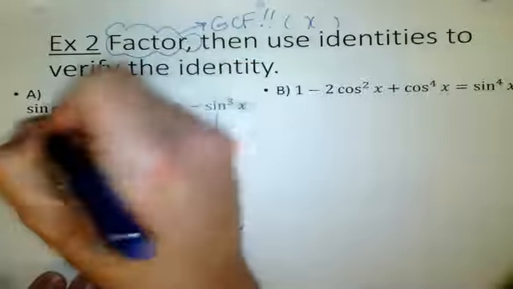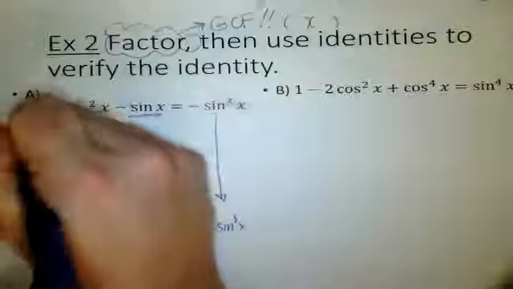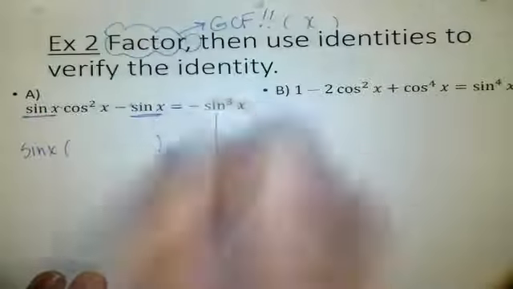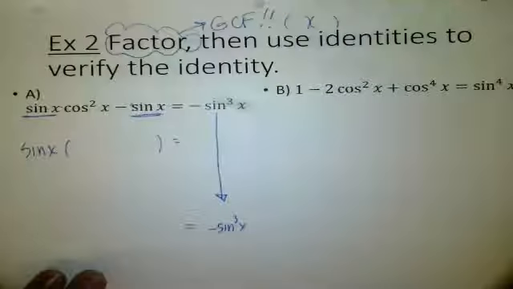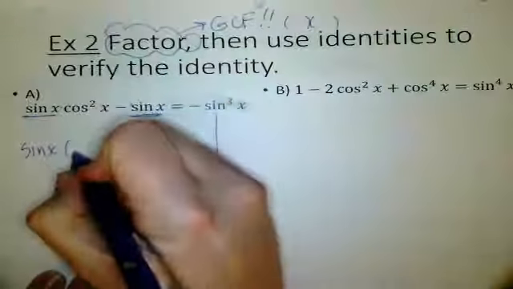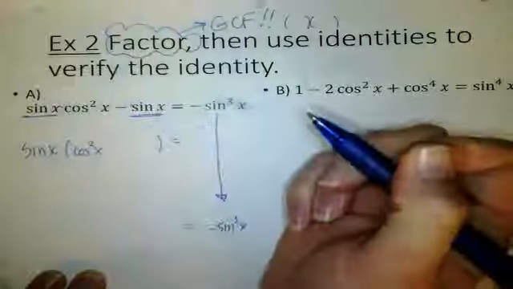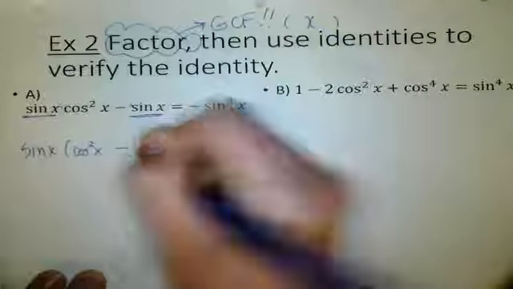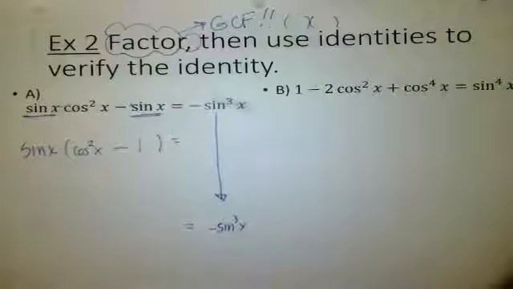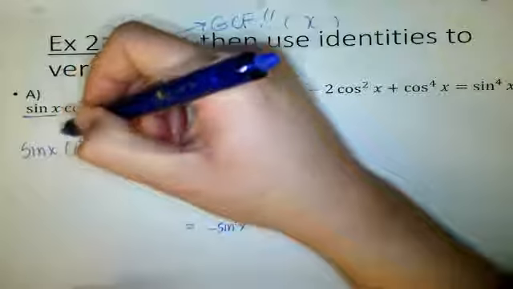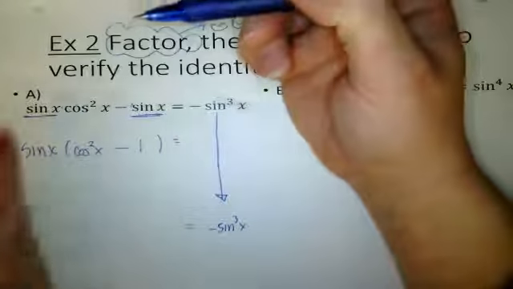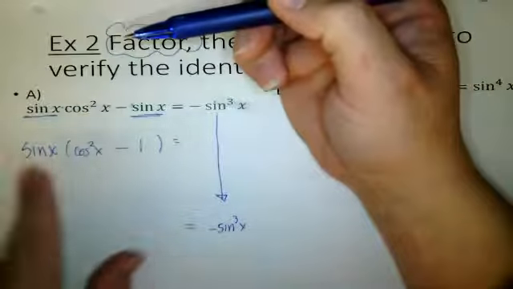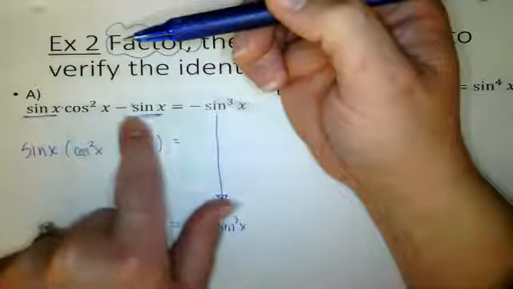Undistribute the sine of x. The two terms, you see they both have the sine of x? If I factor out the sine of x, what's left behind? Cosine squared x minus 1. Very good. If you were to distribute sine of x times cosine squared, you'd get sine x cosine squared. Sine of x times negative 1, you'd get negative sine of x.